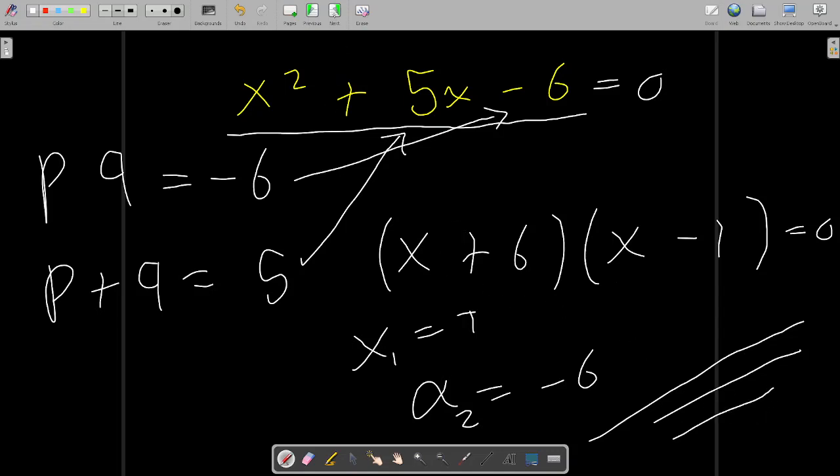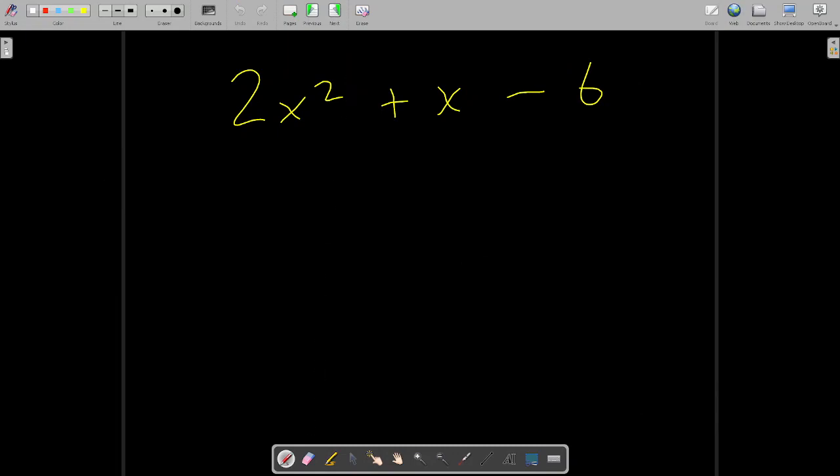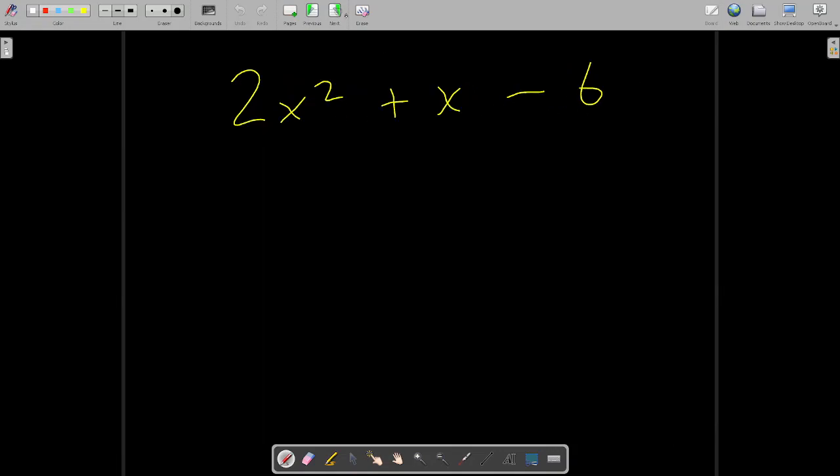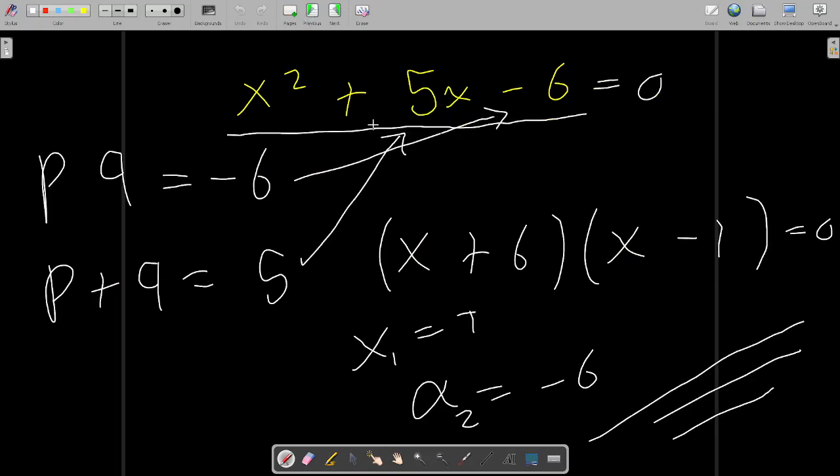Let's look at another example. Now, 2x squared plus x minus 6. We can't just factorize it the same way we did in this one, in the form of x squared plus bx plus c, because this one is ax squared, not just x squared, as this way only works for x squared.